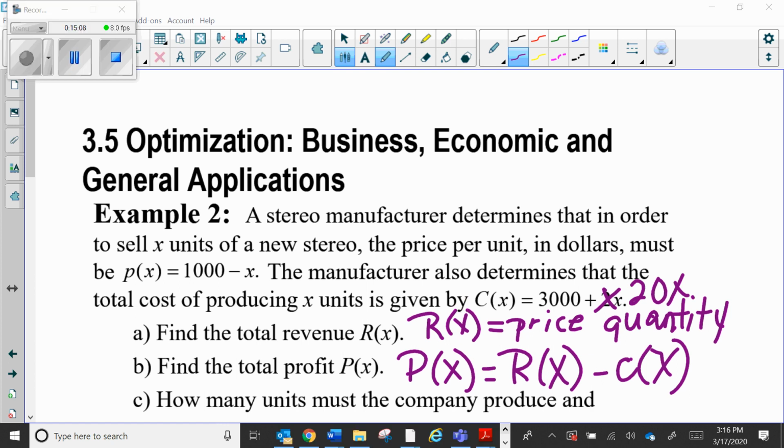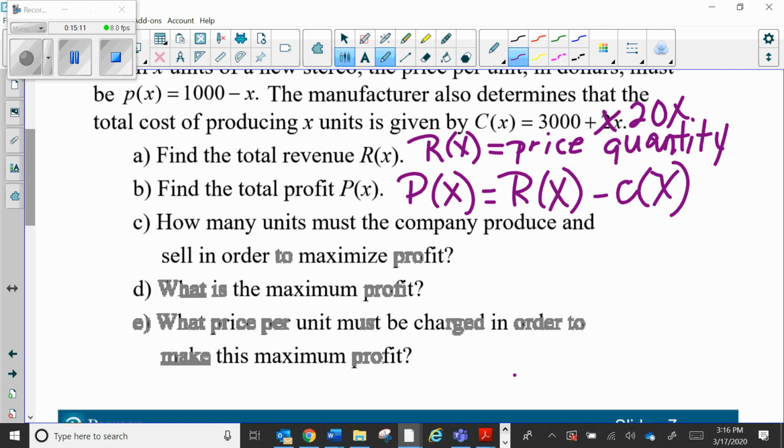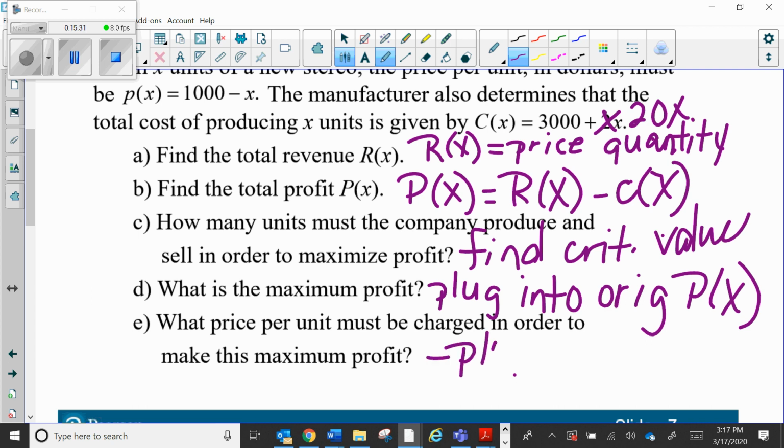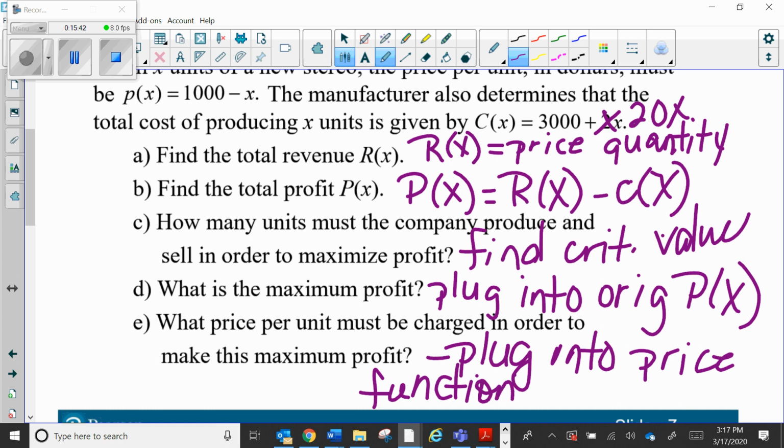Okay, back up here, I want to add to these notes just a little. So what is our maximum profit? Plug into original P of X. This one would be find critical values. And this one would be plug into price function, lowercase p of X.